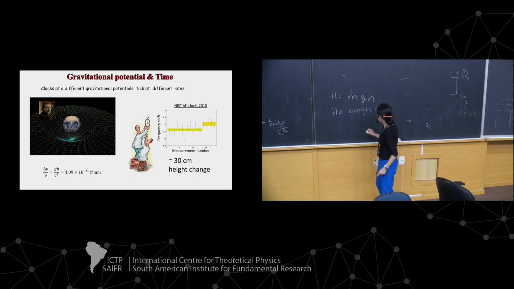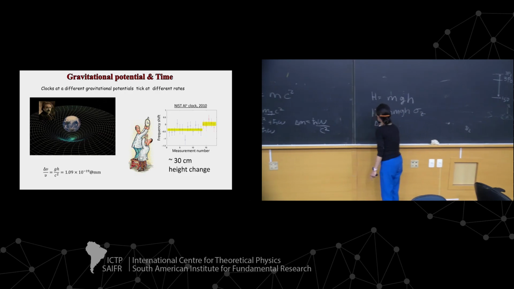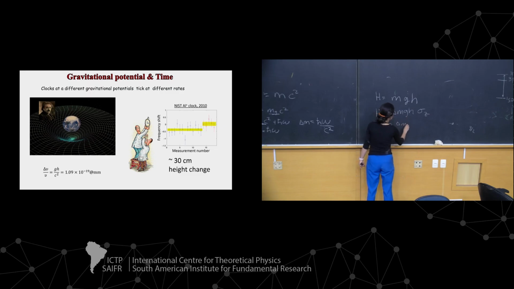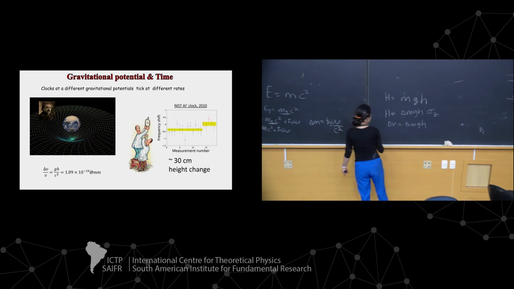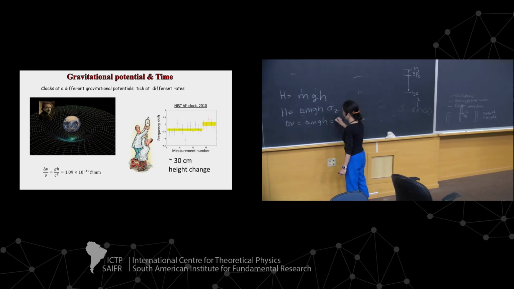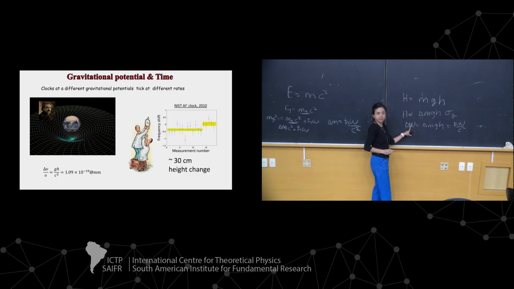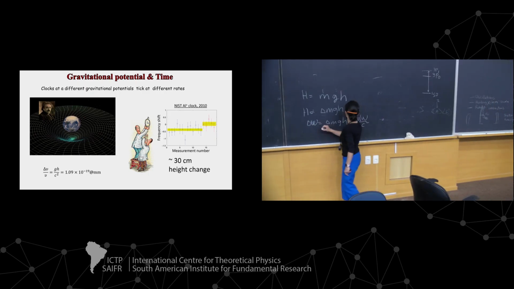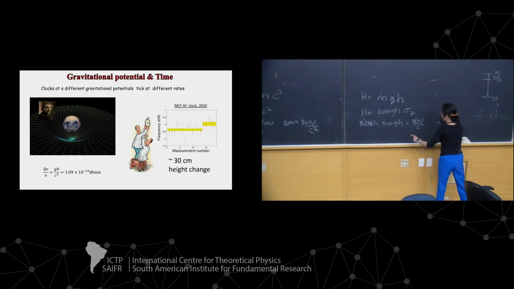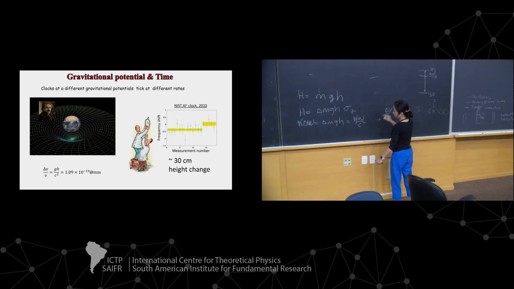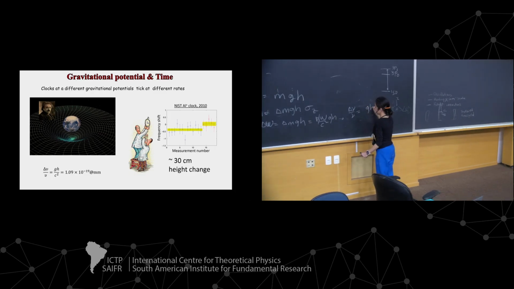Yes, and therefore there is going to be a different ticking of the clock, and this different ticking of the clock, delta nu, is going to be proportional to delta m gh, and delta m is just h bar omega divided by c squared, and this is delta omega. That means that if I cancel this, then delta omega, or delta nu divided by nu, is going to be, sorry, this is delta m gh, yes? So this is going to be gh divided by c squared.